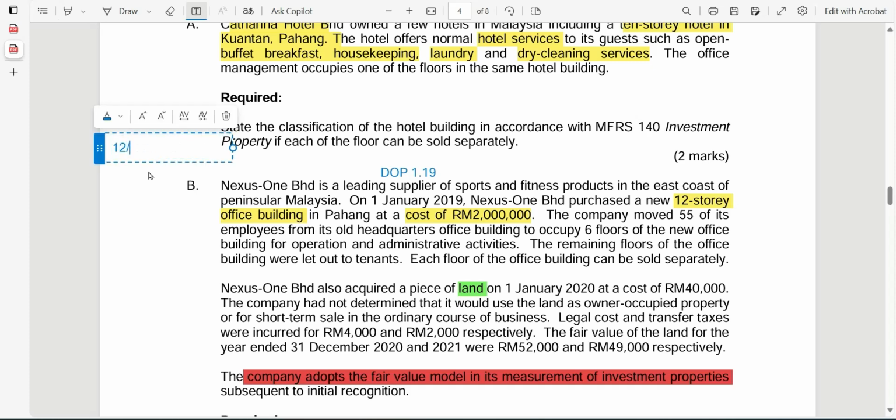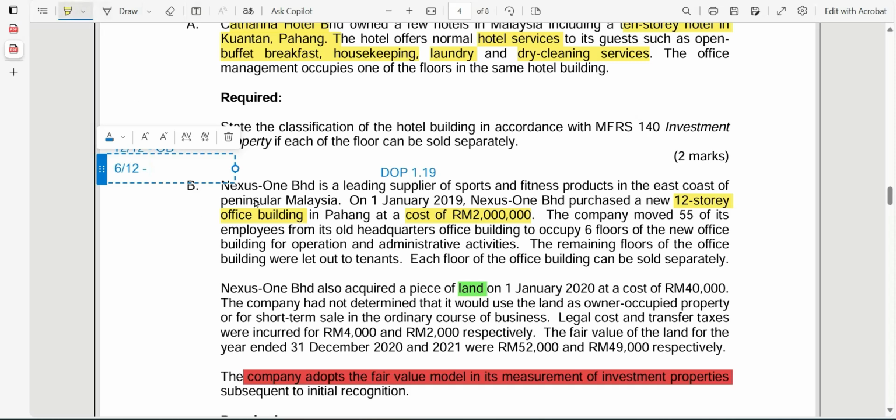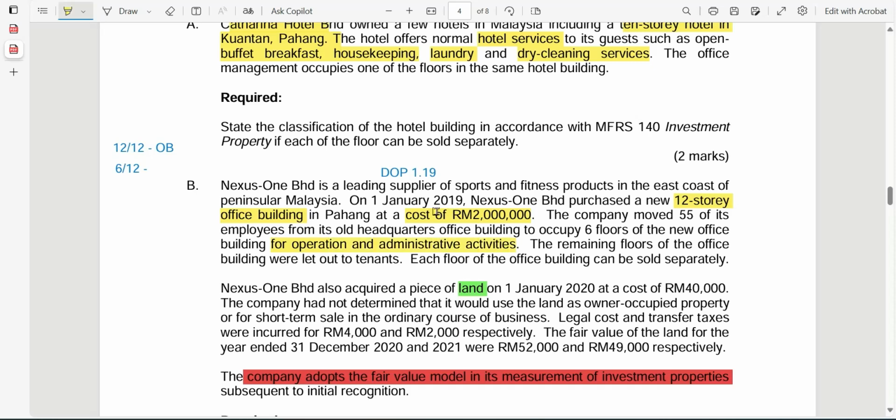So you have 12 out of 12, which is an office building. Out of this, 6 out of 12 is the one that is held for operation and admin activities. For operation and admin activities means this is an owner occupied property, OOP, because that was held for admin.